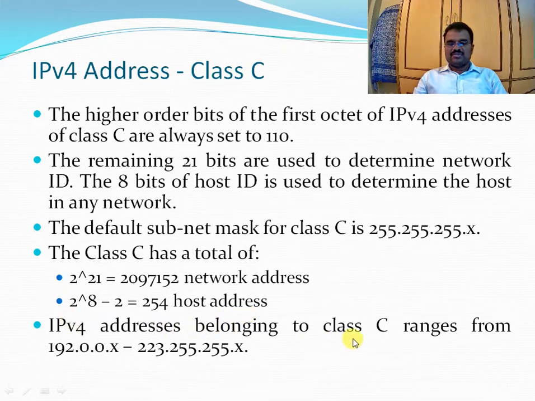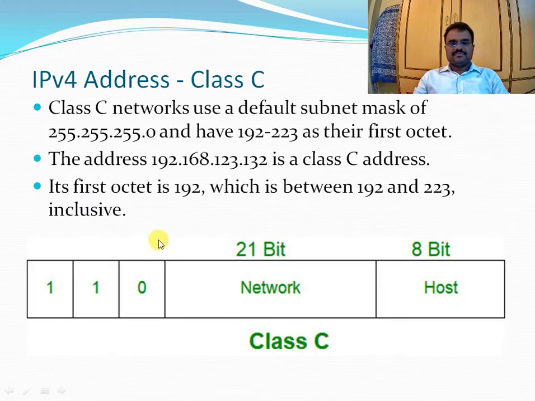IPv4 addresses belonging to class C range from 192.0.0.x to 223.255.255.x. So class C networks use a default subnet mask of 255.255.255.0 and have 192 to 223 as their first octet. The address 192.168.123.132 is a class C address, and the first octet is 192, which is between 192 and 223 inclusive.